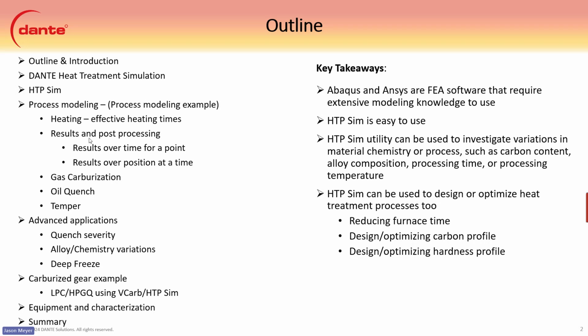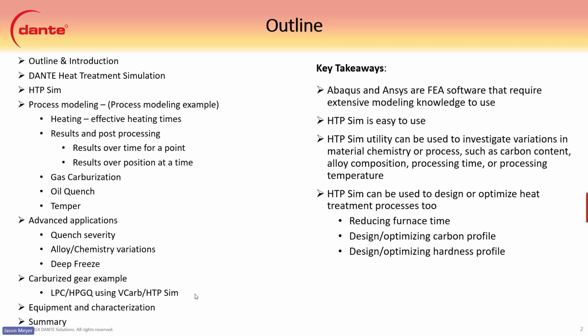And then we're going to model a really simple example process showing heating and then talking about results at each step. Gas carburization, this one has a two-step process. We're going to talk about oil quenching and then tempering of 4120. Then we'll talk a little bit about advanced applications where we can test quench severity, alloy and chemistry variations in your actual melt, and deep freeze applications, as well as a couple extra.